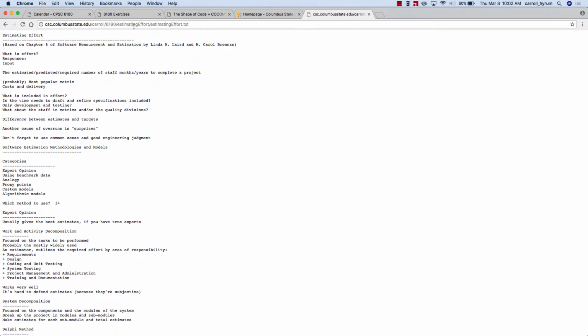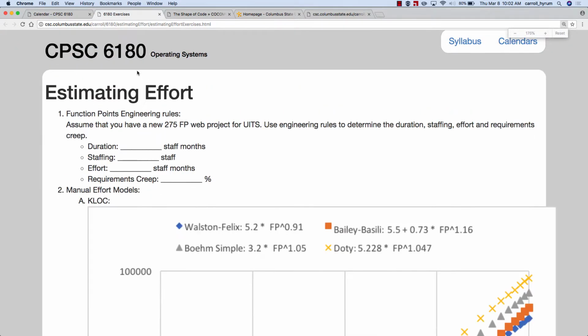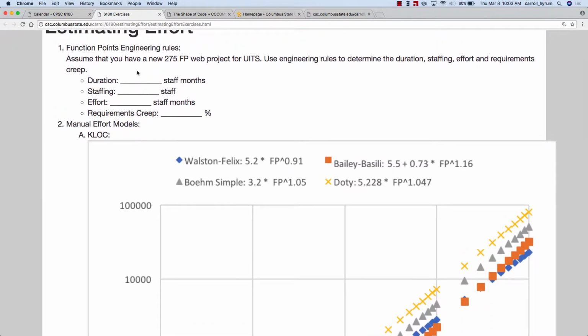Okay, we've got an exercise applying these things: function point engineering rules. Let's assume that you have a new 275 function point count web project that you're going to do for UITS. Let's use these engineering rules to get a quick estimation to determine the duration, staffing, effort, and requirements creep.